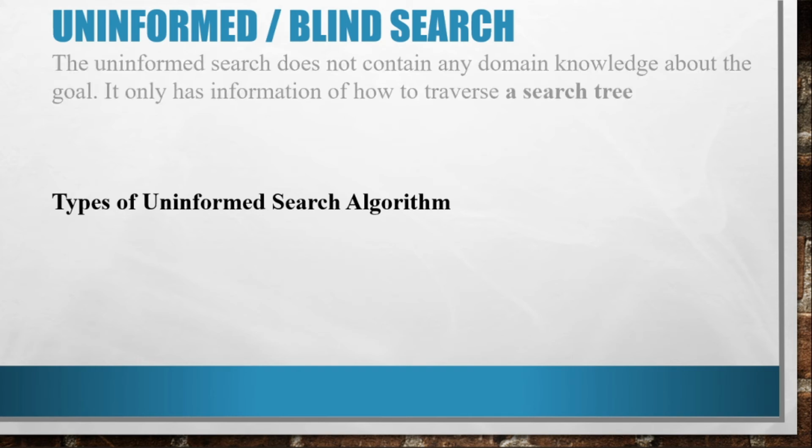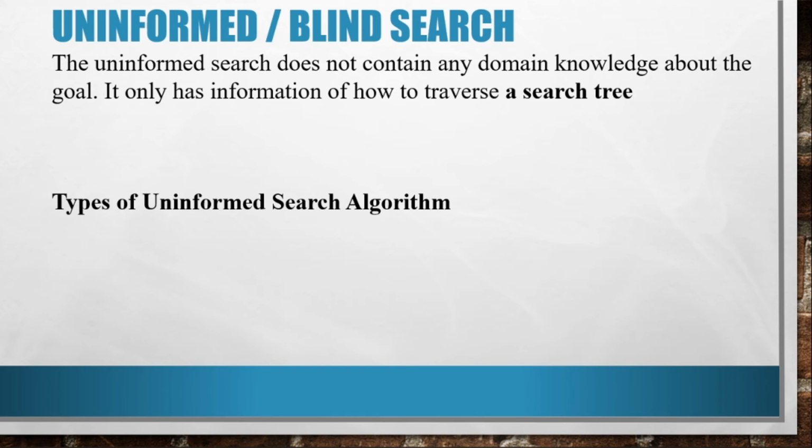So the uninformed search algorithm does not contain any domain knowledge about the goal. It only has information of how to traverse a search tree. So with the uninformed search algorithm, it has no idea about the goal state, that is the destination it wants to go to. It just starts exploring all possible solutions that it has.